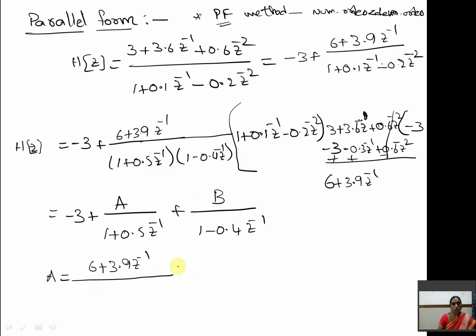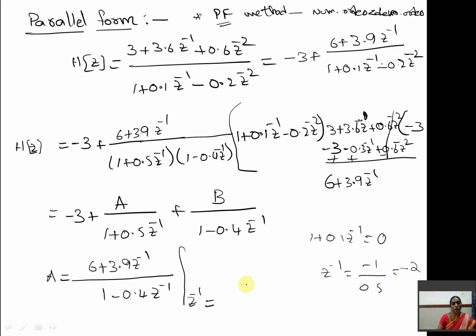So here that one is multiplied with the 1 plus 0.5 z inverse. So these two cancel. Now use only this one. Of course you know that partial fraction method, that's why I am directly writing here. Take this particular part, then multiply it with 1 plus 0.5 z inverse, then these two get cancelled, then the remaining part, and then place z inverse equal to, assign 1 plus 0.5 z inverse to 0. Now z inverse equal to minus 1 by 0.5, that is nothing but minus 2.